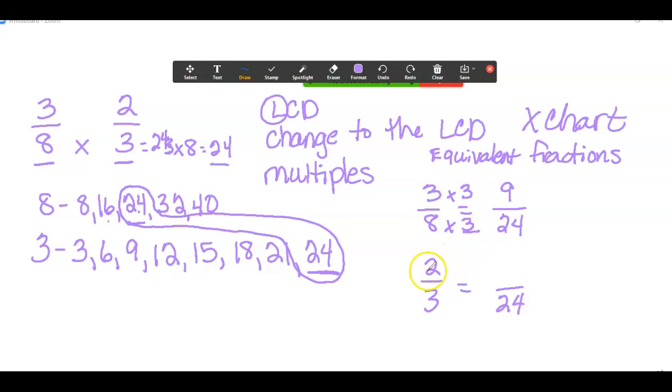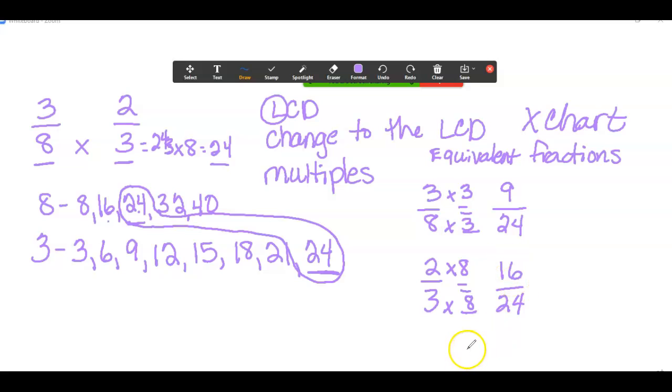Okay, so now I do the same thing down here. 3 times what is 24? Well, 1, 2, 3, 4, 5, 6, 7, 8. 3 times 8 is 24. What I do to the bottom, I do to the top. 2 times 8 is 16.